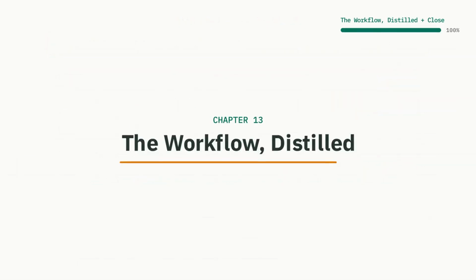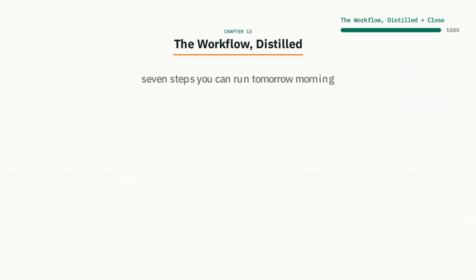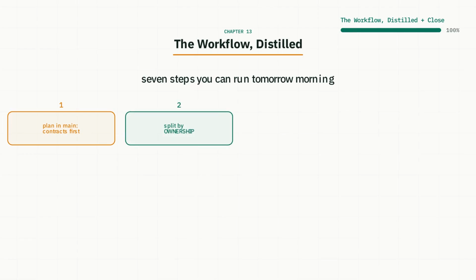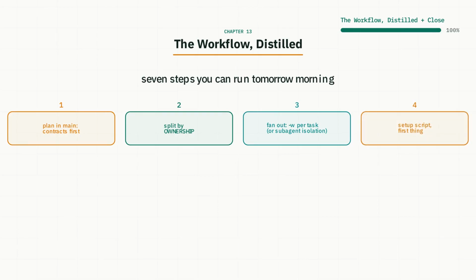Chapter 13, the whole workflow distilled to 7 steps you can run tomorrow morning. 1. Plan in the main worktree, contracts and interfaces first. 2. Split by ownership, no shared files between workers. 3. Fan out, 1 worktree flag per task, or subagent isolation if you'd rather conduct than juggle. 4. Set up script first thing in every new worktree.